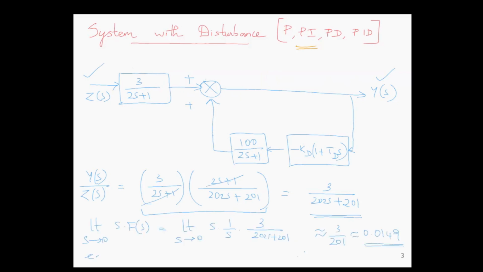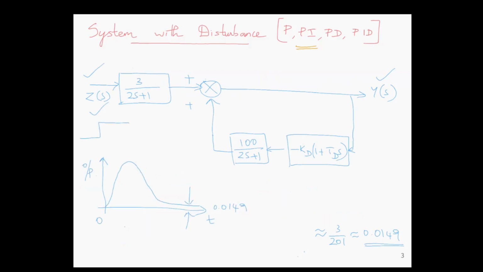For the steady state error ESS, we apply the final value theorem. We get limit s tends to 0 of s into F(s), which is equal to limit s tends to 0 of s into 1 by s, because 1 by s is the step input that we are giving as the disturbance here, into the transfer function of the block, 3 divided by 202s plus 201, which we have derived. After substituting, that will be approximately equal to 3 divided by 201, which is approximately 0.0149.